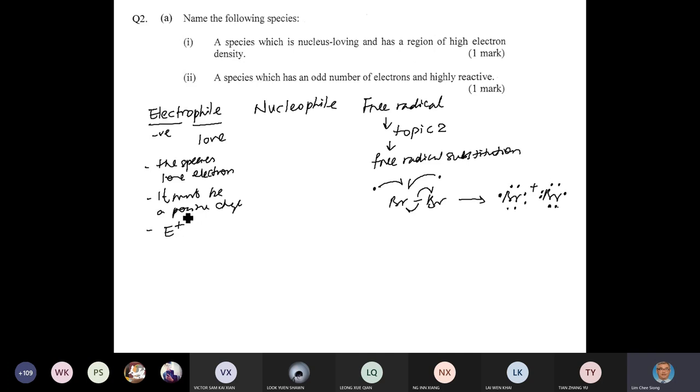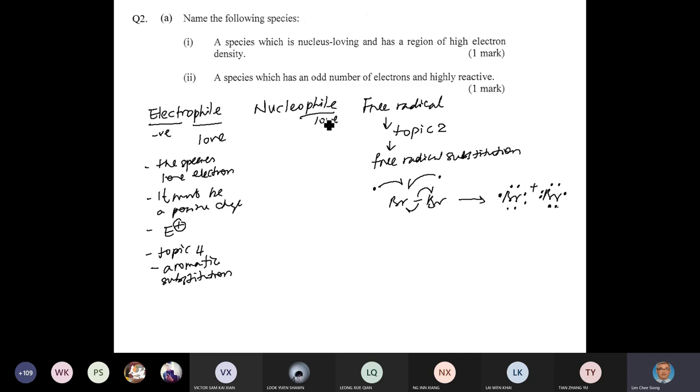Understand? And which topic will you normally be asked about? It is under topic number 4, the aromatic. Remember, aromatic substitution. Okay, this one is electrophile. So when you see it, you must remember about the love of electrons, it must carry a positive charge. Then which topic is involved? Topic number 4 only.